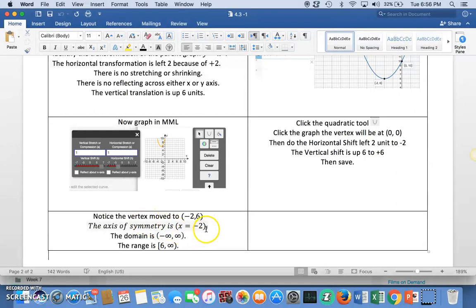The axis of symmetry, which was x equals 0, is now x equals negative 2. The domain was all real numbers. It's still all real numbers, negative infinity to positive infinity. And the range was 0 to infinity, now it is 6 to infinity. I hope that gives you an idea and a review of transformations with parabolas.